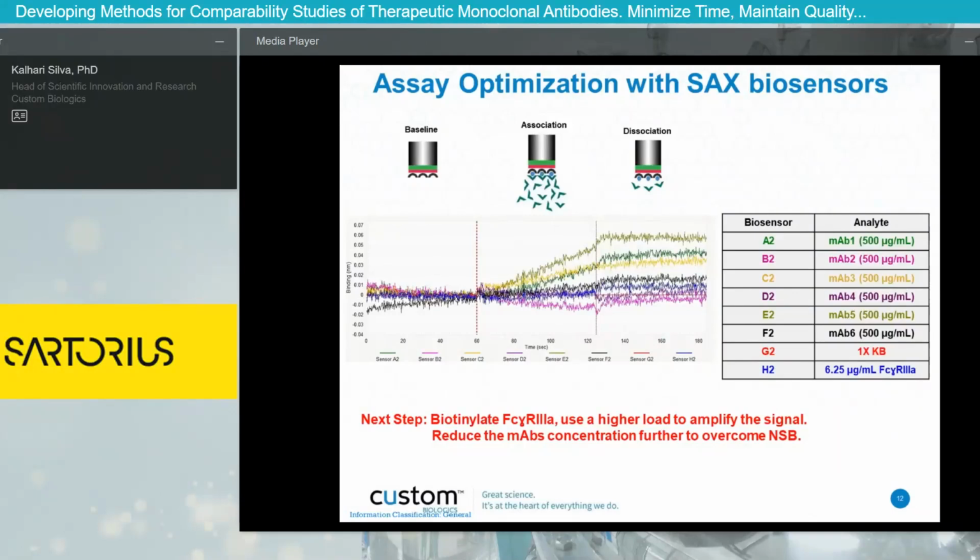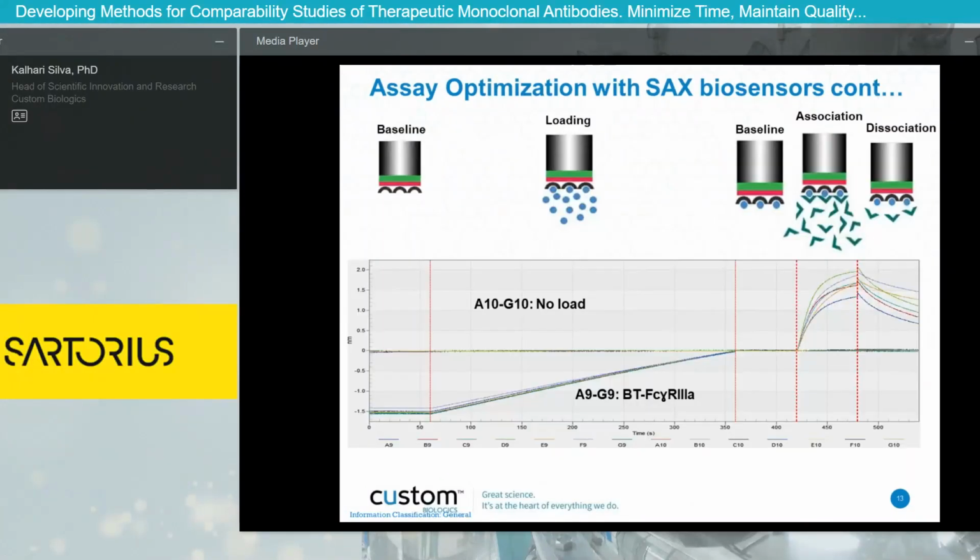So here, this was the last experiment we did for the method establishment, and we really like to see this. So here, what we did was we used 7 biosensors in one assay, and 7 biosensors in another. So this was actually not 2 different assays, but they were used in parallel.